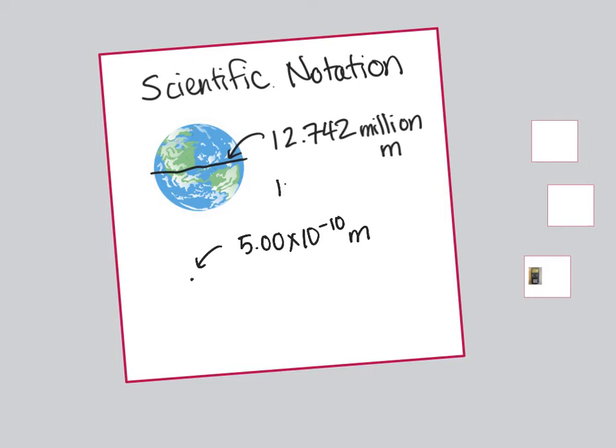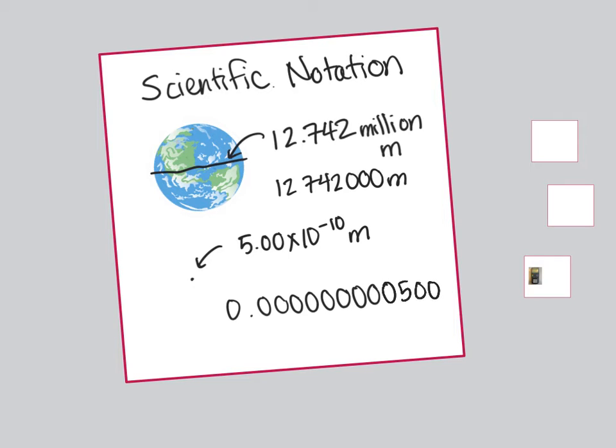Let's go ahead and write these numbers in regular notation. 12,742 million, and then 0.000, you need 9 zeros here, and then a 5, and then 00. We can talk later about why those two zeros need to go on the end. So these two numbers are in regular notation. Regular notation is what you usually see when you write numbers. That's what we're most familiar with.